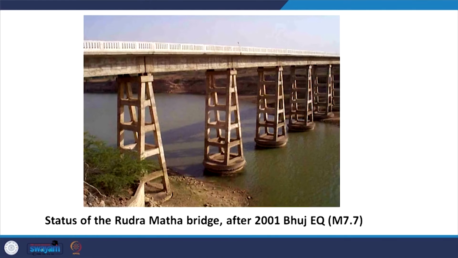Then another example from the Bhuj earthquake, the Rudra Matha bridge, and this was its status after the 2001 Bhuj earthquake. In this bridge you can see that it is intact and was fully functional. So, there was no damage to the bridge as such, but let us investigate its foundation. You can see these are the piers, and ultimately this is transferring the load at this place. Let us zoom into this section and see it in the next slide.